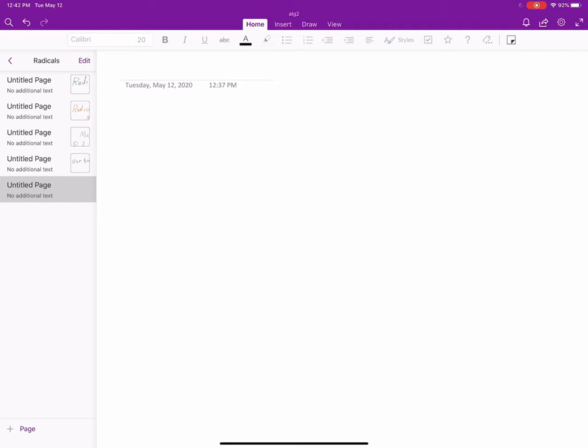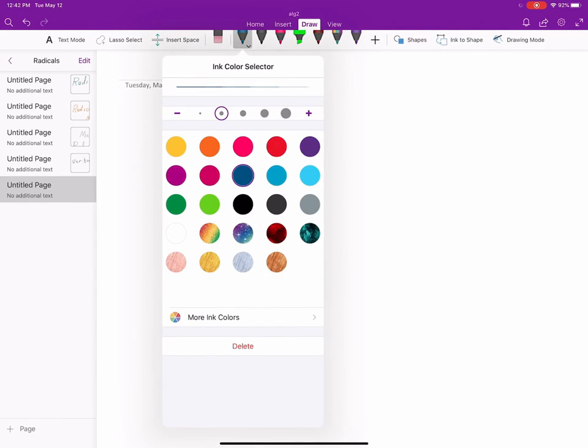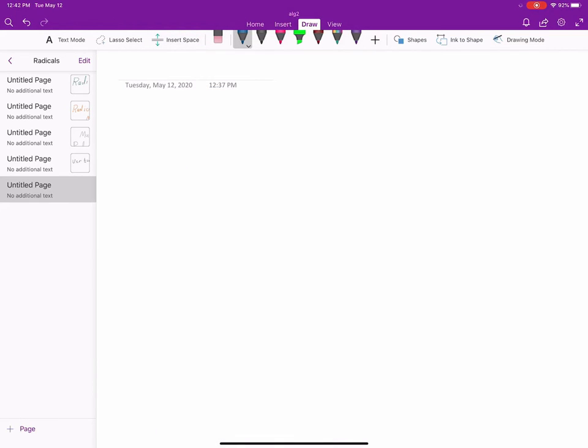Okay, let's get after this thing here. Let's go with some little blue action right here. All right, and we're going to talk about rationalizing square roots.